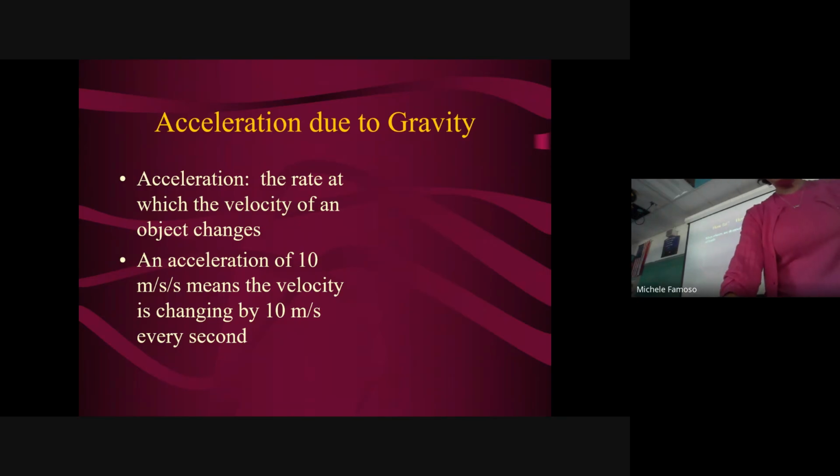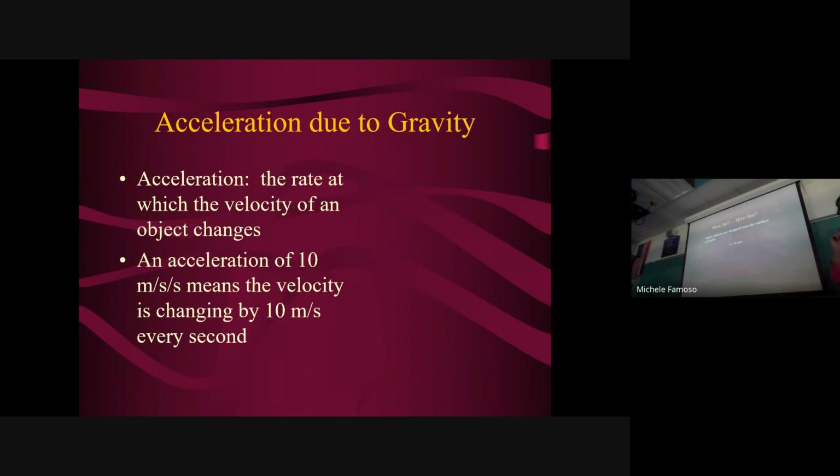The first is for all objects that are dropped. Whenever we see that something is dropped, that word dropped means it is starting from rest. The vi is 0 meters per second. You have to know that. And you should be listing that as one of your givens.